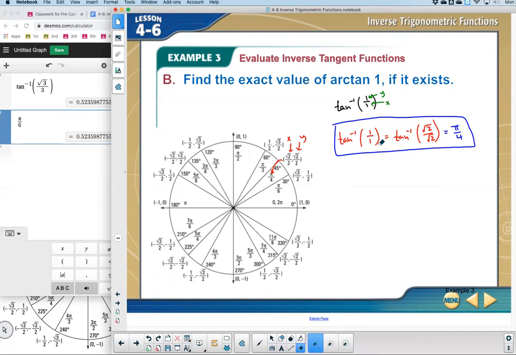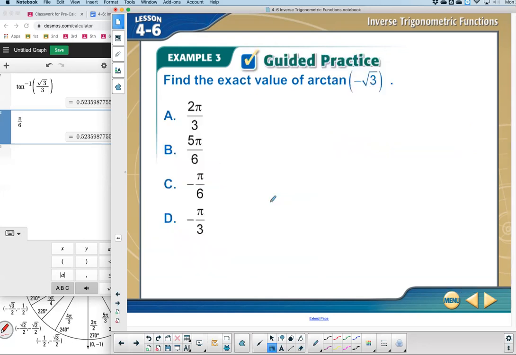And I could write this the way they originally wrote the problem. So inverse tangent of 1 is the same thing as just two equal numbers dividing each other. And that happens for tangent to occur at pi over 4. That's when x and y are equivalent. Now, let's let you try this one here.